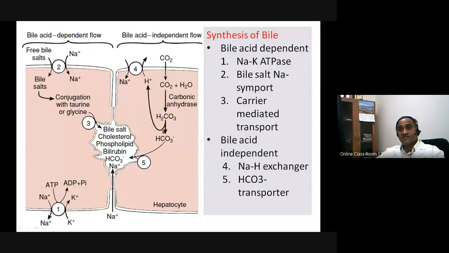Carbonic acid dissociates into bicarbonate and H ion. Now the bicarbonate ions are pumped into the lateral space, and the H ions are pumped out with the sodium-H ion exchanger pump. The H ion is taken out and sodium comes in its place. And this sodium again enters here because HCO3 is entering. That makes the entry of HCO3.